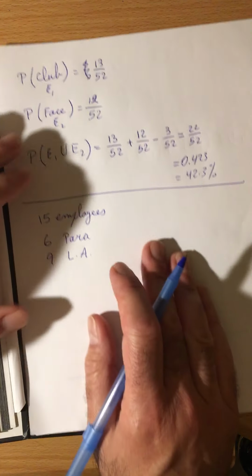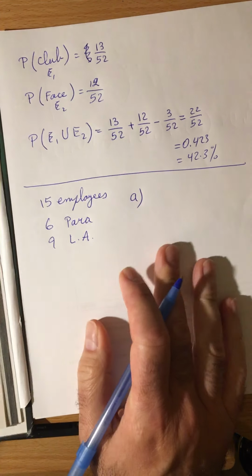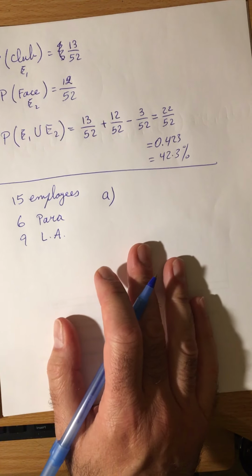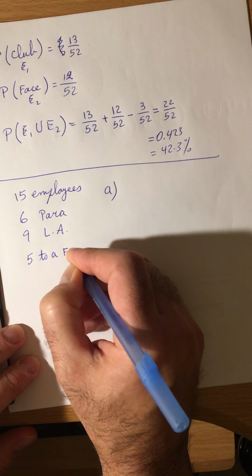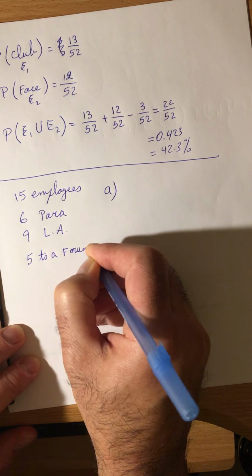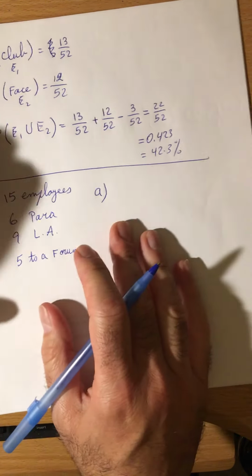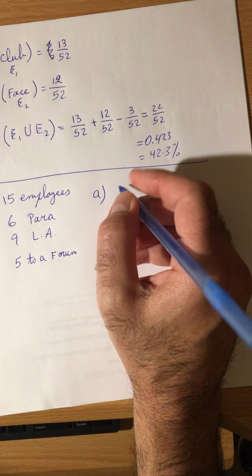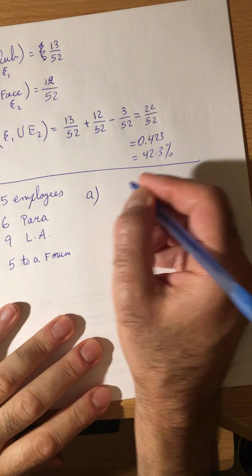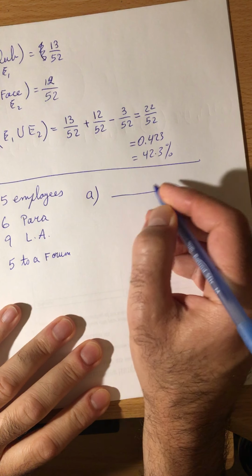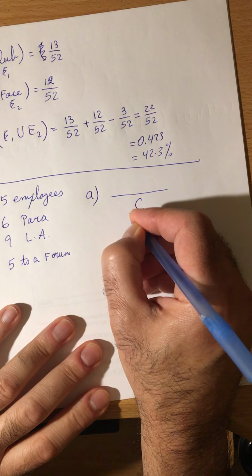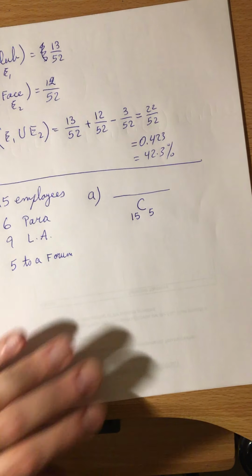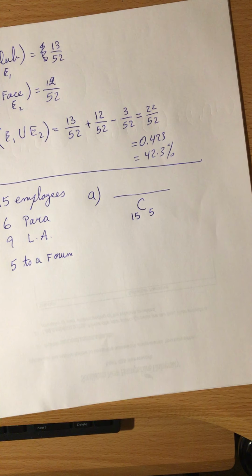A, exactly 3 paralegals. So let's do part A, exactly 3 paralegals. Okay, so we want to send 5 to the forum. All right. So how do we calculate probability? The total number of outcomes in the denominator. So what's the total number of outcomes? The combination of choosing 5 out of 15 employees, right? So that's your denominator. The part A is exactly 3 paralegals.